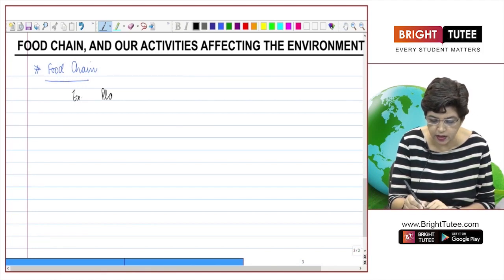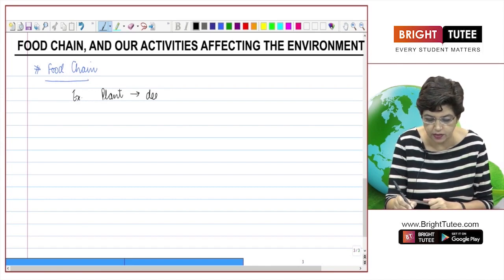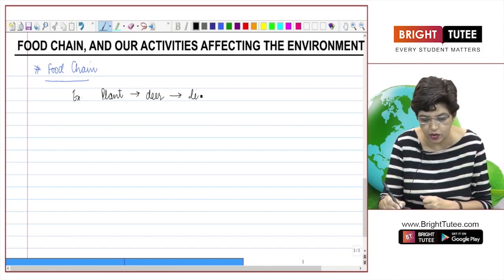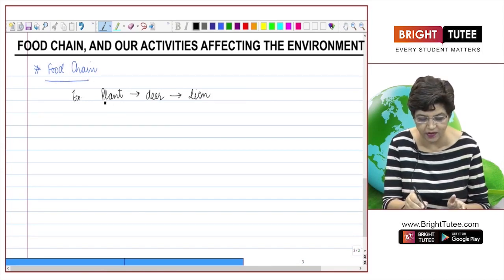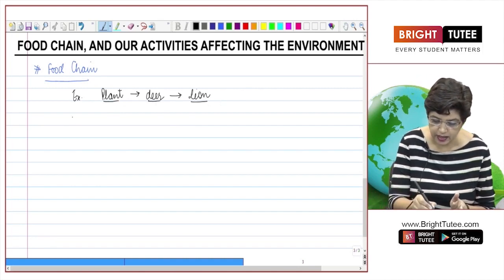A plant eaten up by a herbivore like a rabbit or a deer, which is again eaten up by a carnivore like a lion or a leopard. So this is a simple food chain containing three trophic levels, a producer, a herbivore and a carnivore. It contains three levels. Let me give you another example.